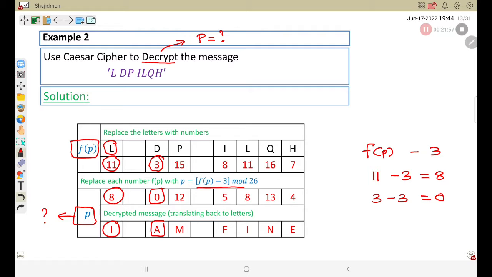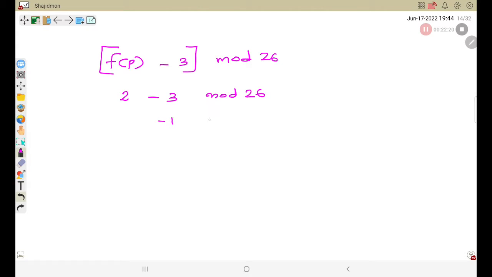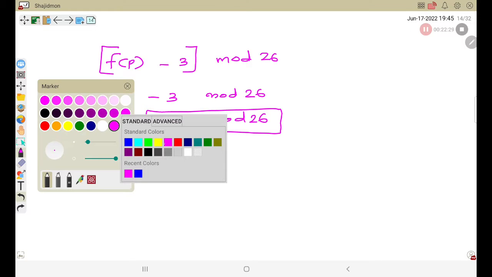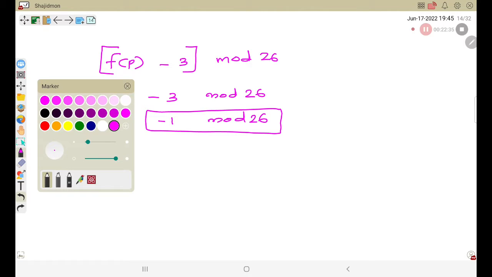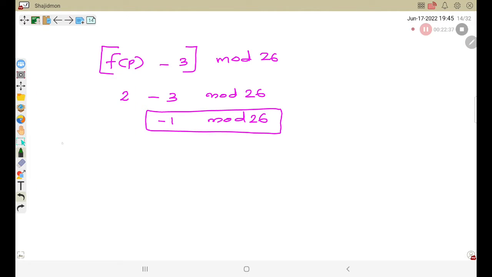Now when we are doing a question, for example, f of p minus 3 mod 26, suppose I take f of p as the number 2. So 2 minus 3 mod 26. What is 2 minus 3? Minus 1. So minus 1 mod 26. In some cases it will come out as a negative number. But there is no negative number in our letters A, B, C, D, which are 0 to 25 only, correct? So if it comes out negative, how can we calculate this?